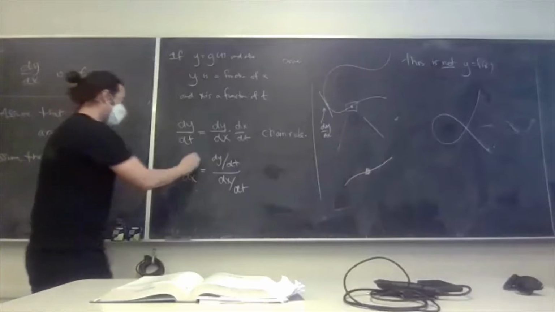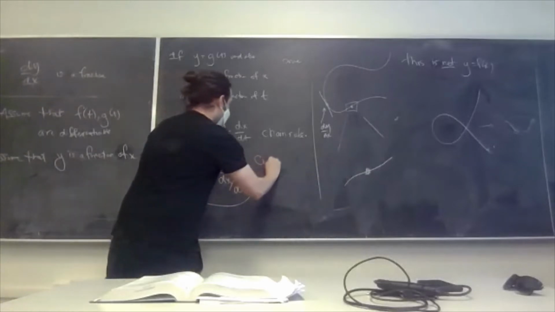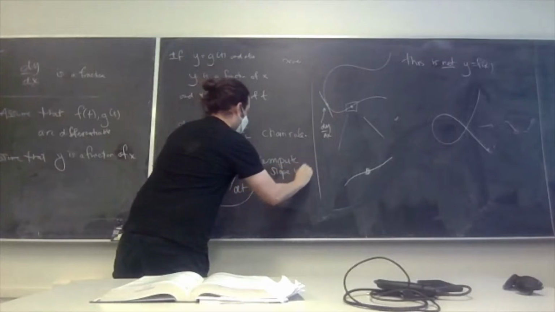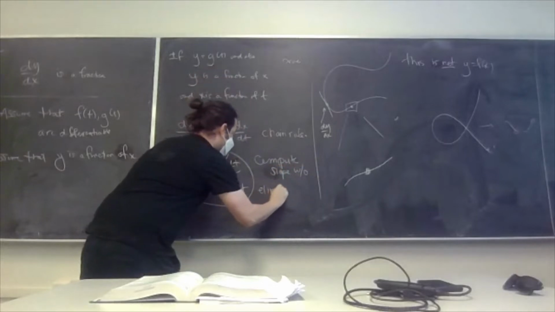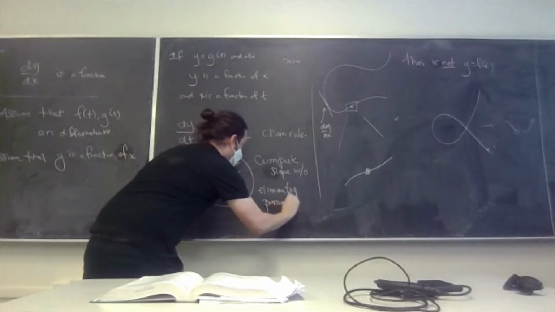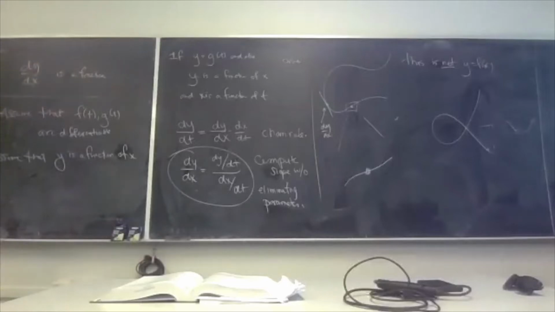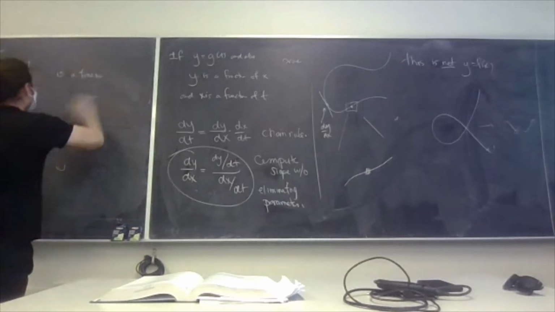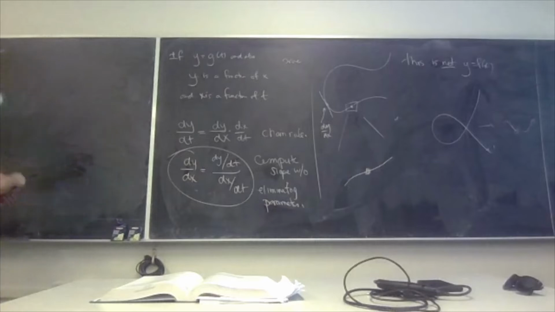So what this says is, I can compute slope without eliminating the parameter. Which is nice. There's no algebra. I can work purely in terms of f of t and g of t, the functions that give me the dx and the dy. We're going to do an example of this in just a second. In fact, let's start with this one. And then we'll talk about the second derivative.